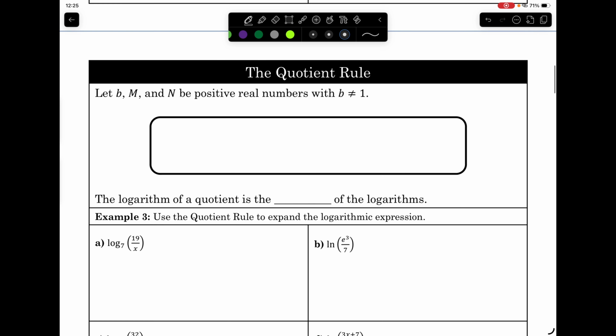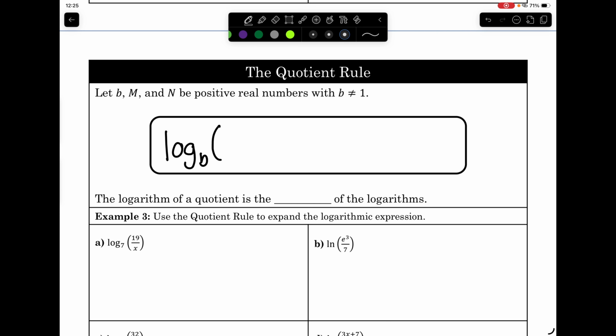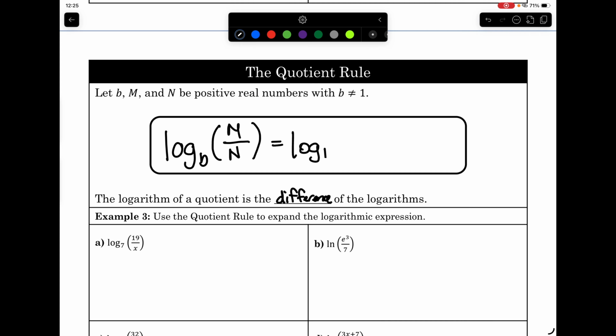Now, the next property is called the quotient property. The quotient property, pretty much like the product property, has a log base b, and it's going to divide. It's going to be the quotient, meaning that we're going to divide two things. This is going to be the difference of the logarithms. So difference, meaning that we're going to subtract them. So we're going to write this as the log base b of this value of m minus the log base b of the value of the denominator.